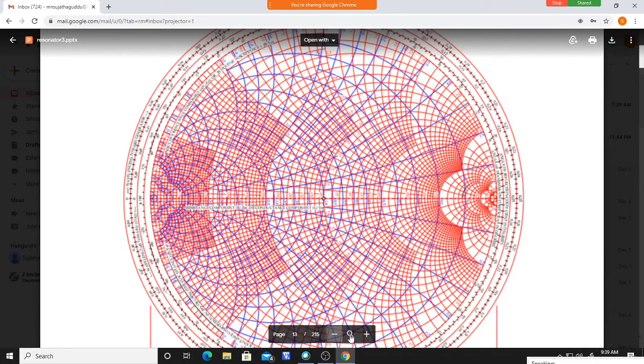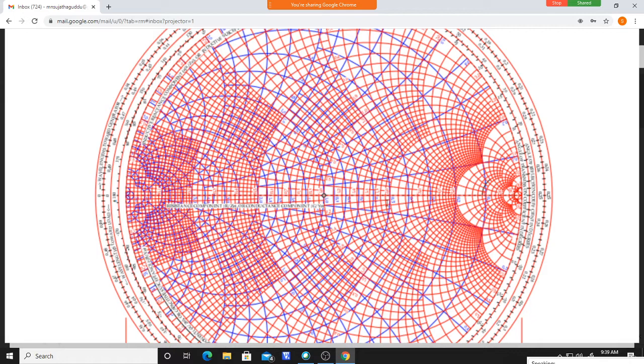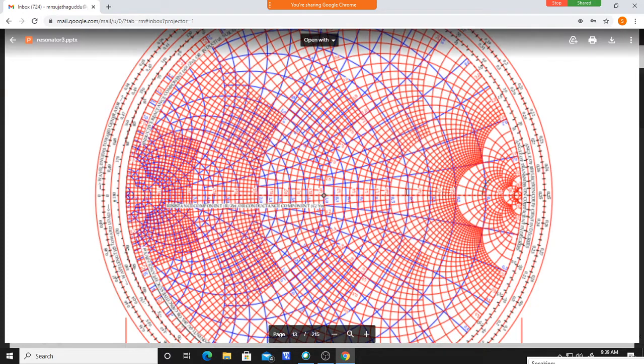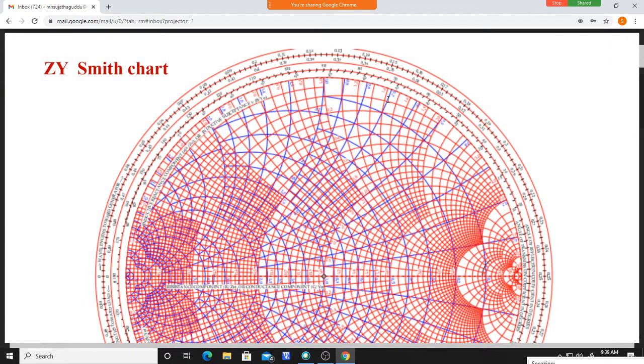Resistance values are written above this line, which passes through the center. Above are the resistance values, below are the conductance values, as we saw. The blue color circles are conductance circles, and the red circles are the resistance circles. These circles are the reactance circles, and the blue ones like this are the susceptance circles. The values of these circles are written above each circle.